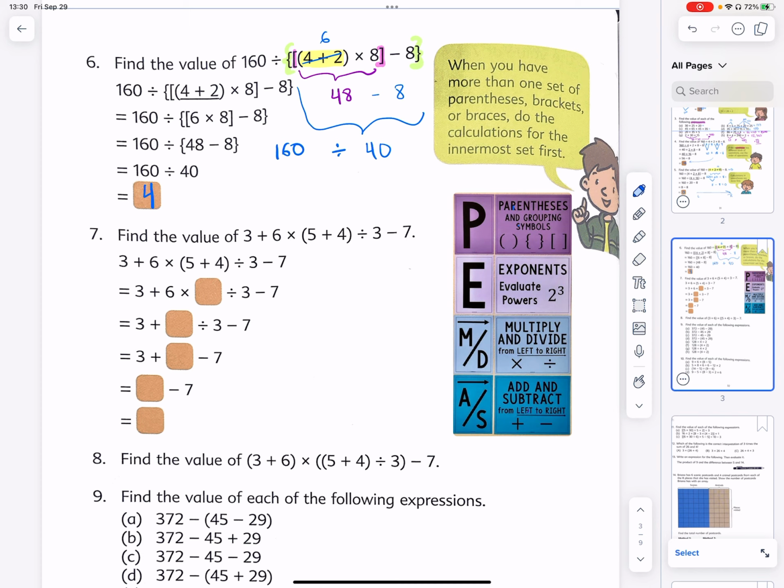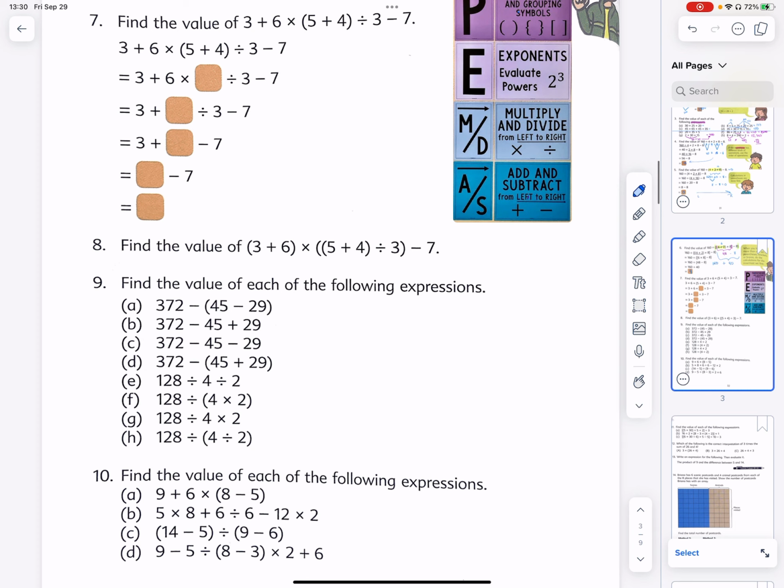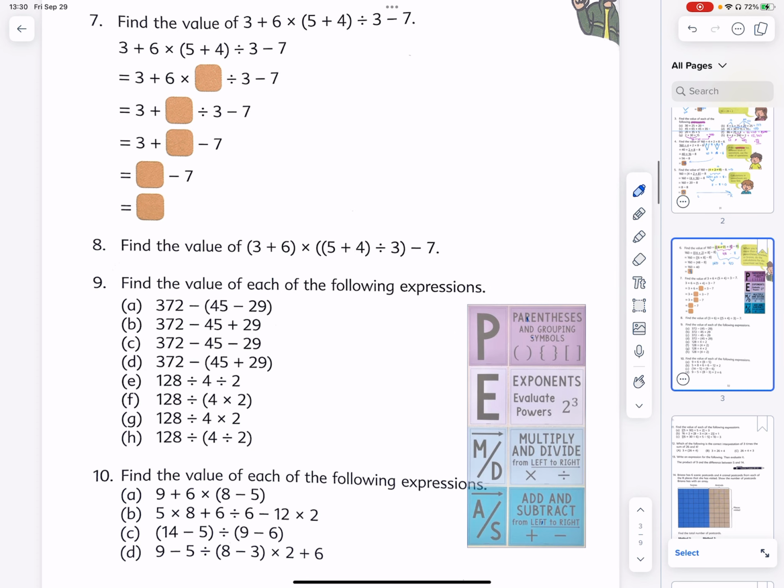Now, number 7, again, we are going to solve it all together. Actually, I would like to skip number 7 because it's more of a guided example, and instead, I want to focus your attention on number 8.